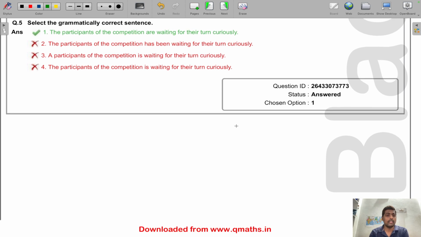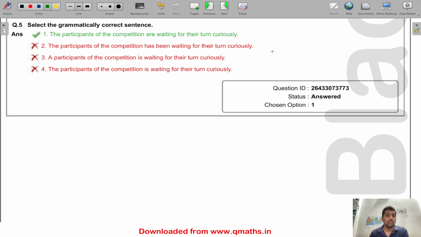They are asking us to select the grammatically correct sentence. For these questions, guys, you need to work through the options. If you see here, the participants of the competition are waiting. Participants is plural since the s is there, and 'are' is plural, so this can be correct. And if you go here, the participant of the competition has: participant is actually singular, guys, but here we have an s, so it is plural, so you can directly eliminate this one. Here, the participant of the competition, participant is singular, but here participants is plural, so this can be eliminated.